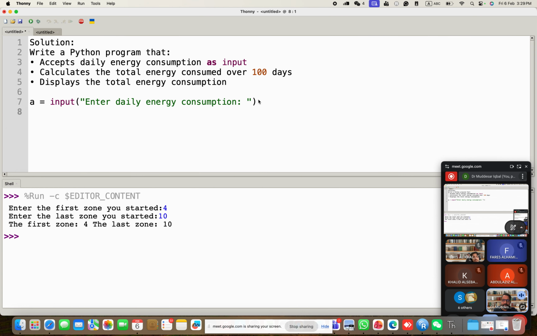A is equal to this. B, okay, so this is done for us, right? This one. Yes? Done? Yes, doctor, yes. Okay. What is the next one? Calculate the total energy consumed over 100 days. If you have entered daily energy consumption, what is the formula for 100 days then? Total would be what? Daily A multiplied by 100. Who was that divided by?